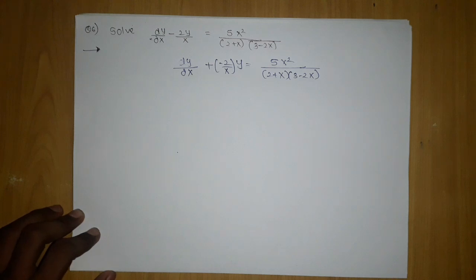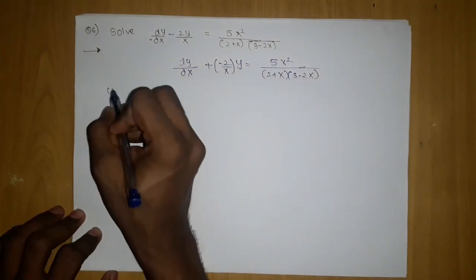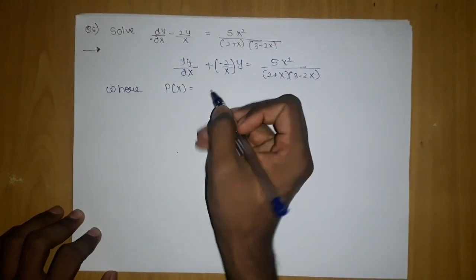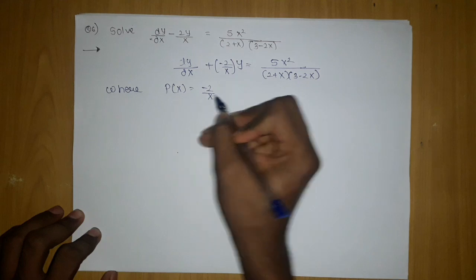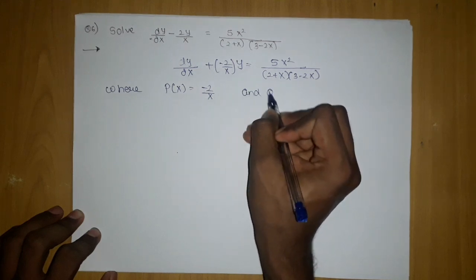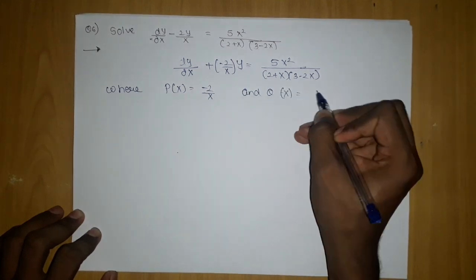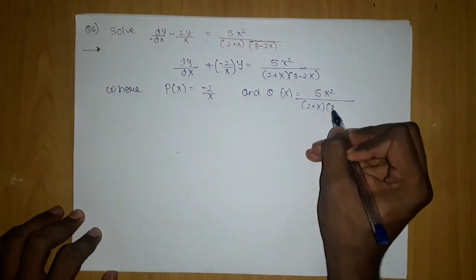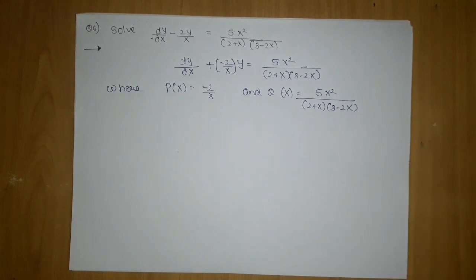Now the next step was: this is a first order linear differential equation of the form dy by dx plus p of x into y equals q of x, where p of x is minus 2 by x, and q of x is nothing but 5x square upon (2 plus x) into (3 minus 2x). Still everything is the same, I am just focusing on the content rather than on writing the statements.